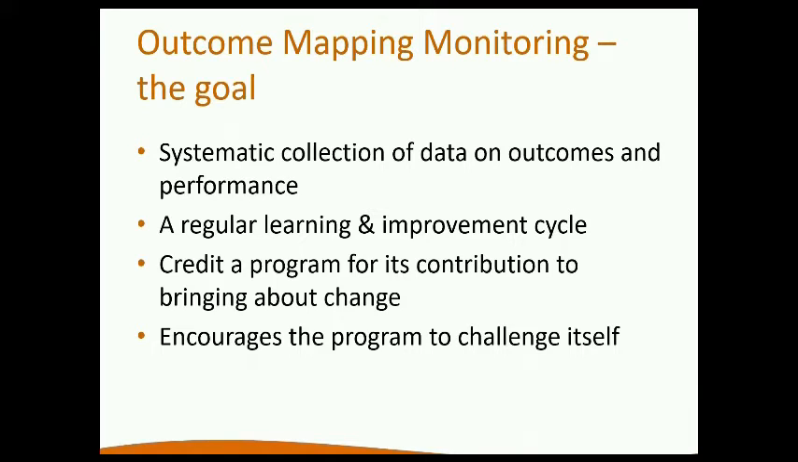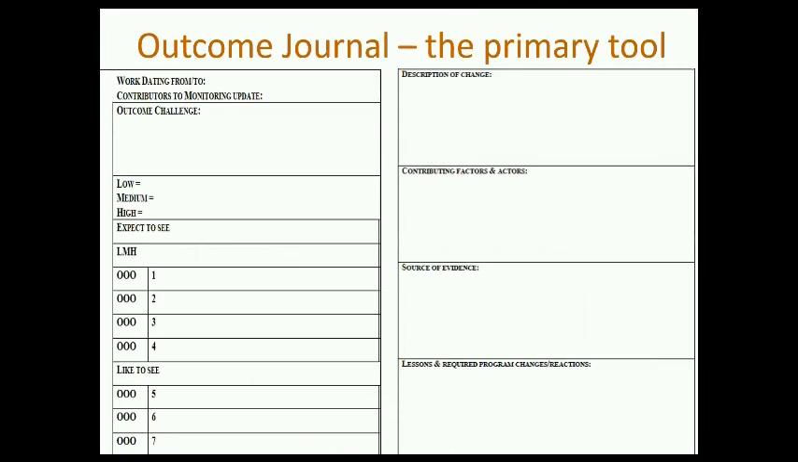So these are the key pieces that outcome mapping offers, especially for monitoring, but not only monitoring, but for setting up our evaluation as well. The emphasis is on systematic collection of data on outcomes, even in a monitoring system. What I've seen normally is that monitoring systems focus on outputs. Outcome mapping challenges us to do monitoring of outcomes as well, because that is where the opportunities for adaptive management and regular learning and improvement come in. And that's where, through adaptive management, a program can begin to challenge itself too. How can we get better?